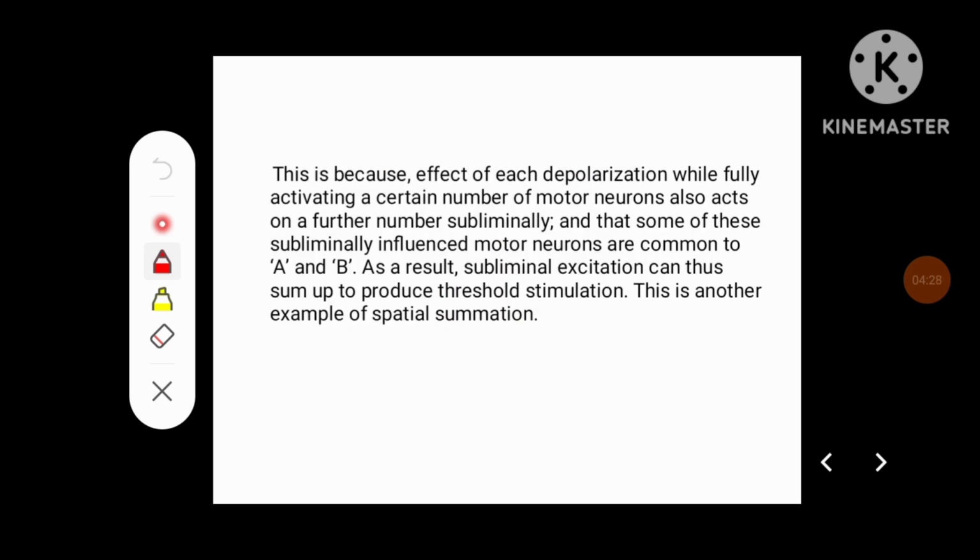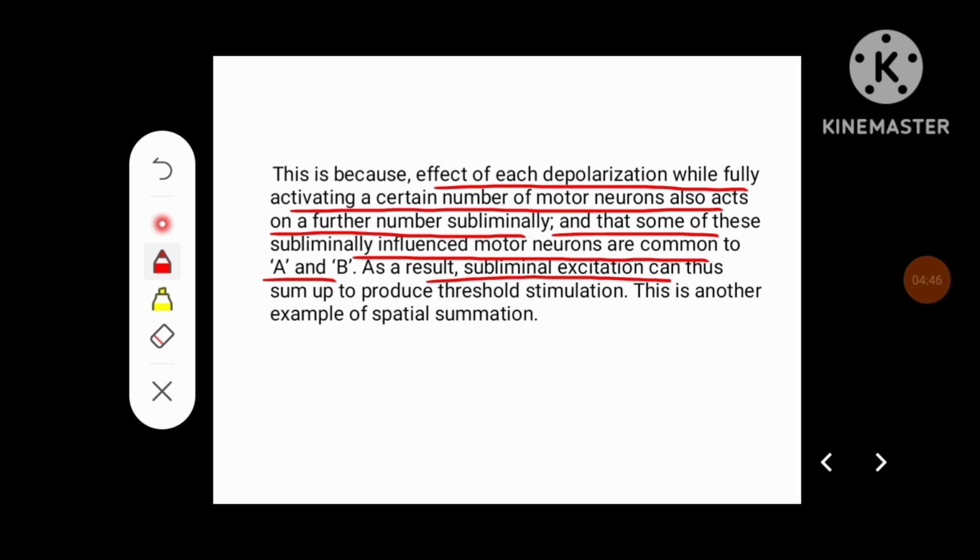So this occurs because the effect of each depolarization, while fully activating a certain number of motor neurons, also acts on a further number subliminally, and some of these subliminally influenced motor neurons are common to A and B. As a result, subliminal excitation can thus sum up to produce threshold stimulation. So this is another example of spatial summation.